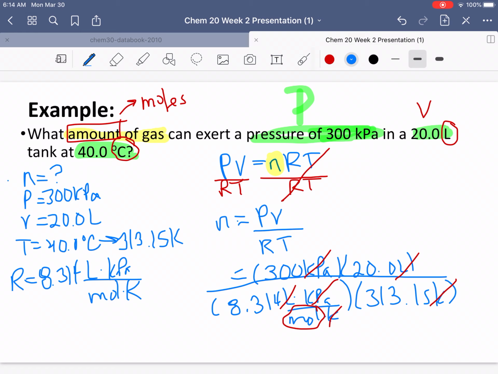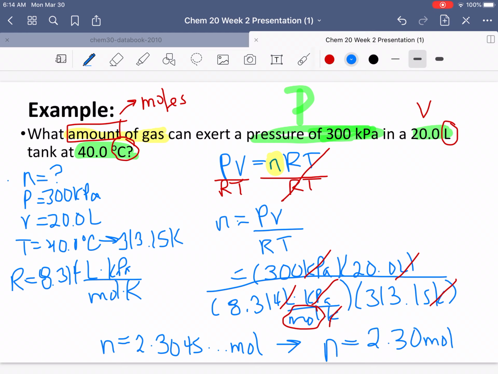That's the goal of the question, to look for n. You end up with n equal to 2.3045... moles. Look back at the original. We're allowed 3 sig digs. That 300, 20.0, 40.0, 3 sig digs. n is equal to 2.30 moles. You must include that 0. If you leave off the 0, you're not making 3 significant digits.